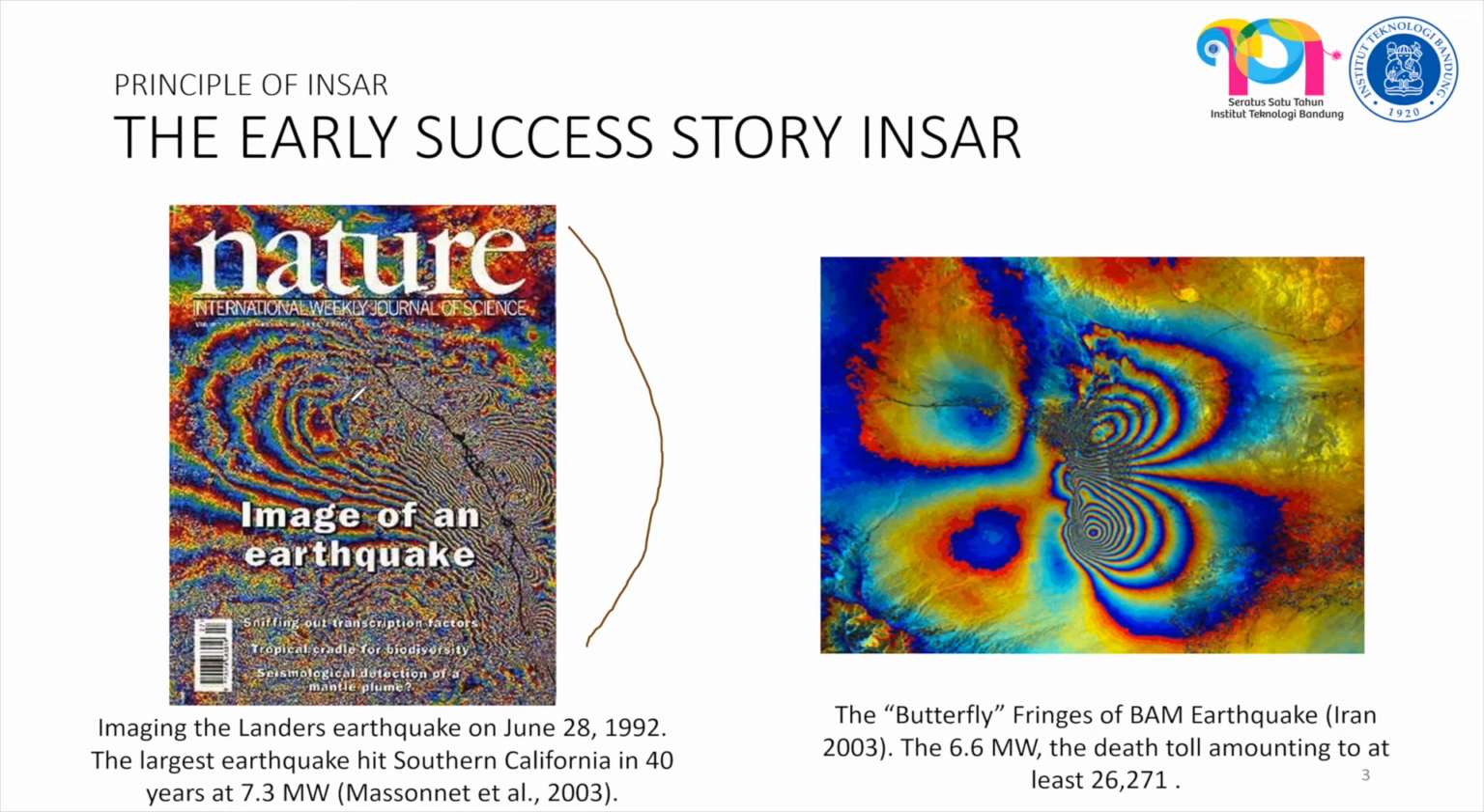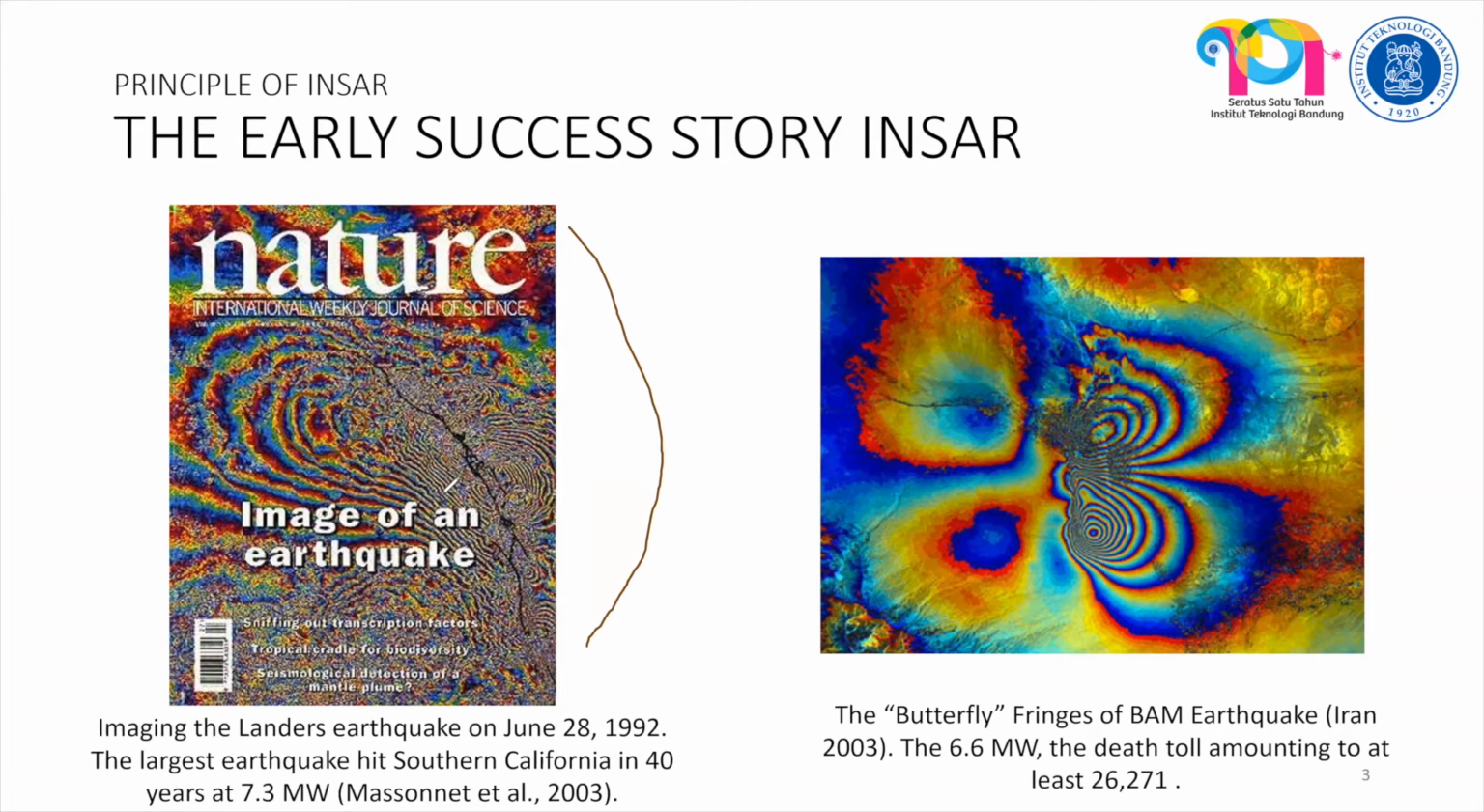So this is InSAR imaging the Landers earthquake on June 28 in 1992. This is the largest earthquake to hit Southern California in 40 years. The moment magnitude is about 7.3. Luckily, this area is uninhabited, so no fatalities occurred here. But we could see here the propagation wave of the earthquake, shown by the interferogram. Okay, this is the early stage, I think, where people understood, oh, so remote technology can image the earthquake.